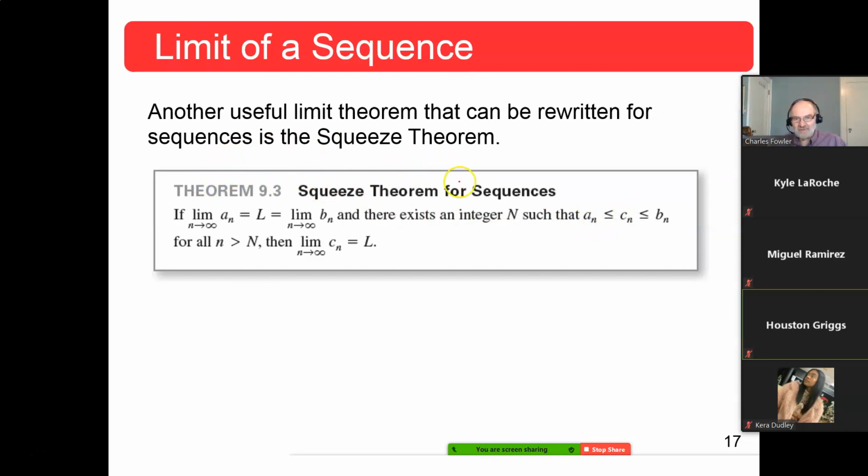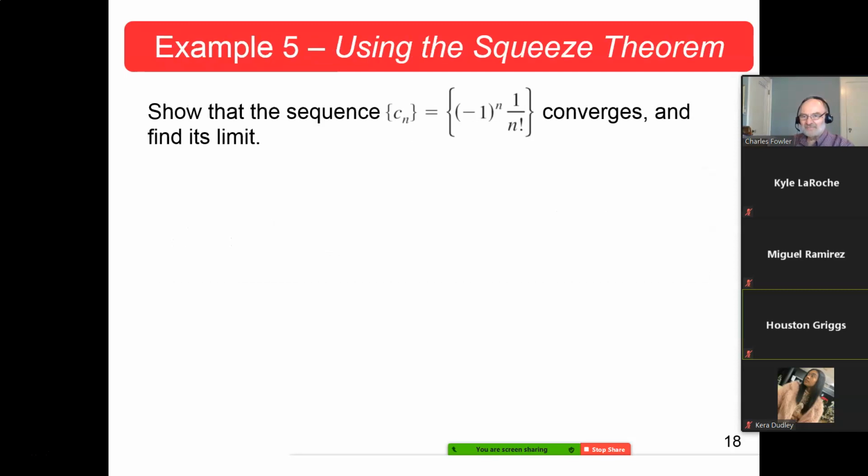There exists some integer capital N such that for any a sub n less than c sub n less than b sub n, for all n greater than that big N we chose, then the limit of c sub n also has to be L. Because if c is in between a and b, and the limit for a is L, and the limit for b is L, the limit for c's got to be L. It's just that straightforward. They can really mess it up by putting all these ifs, thens, and elses in there, but that's what it comes down to. Okay? So here's example 5, and that is the one given in the book next.